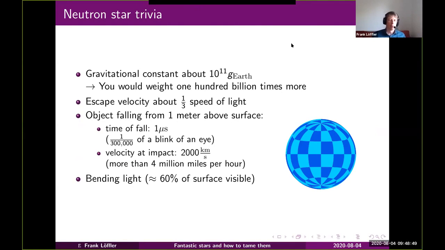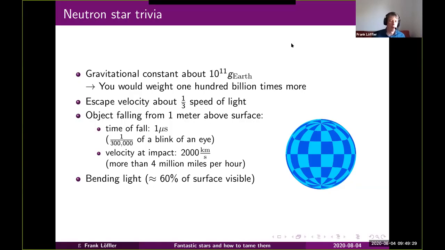Some more trivia about neutron stars, just to show you how weird and how extreme these objects really are. The gravitational constant, which determines how strong gravity is, is about 10 to the 11 times that of Earth. So you would weigh 100 billion times more on one of those stars. I mean, apart from the fact that you wouldn't survive it, that tells you something. The escape velocity is about a third the speed of light. If you can't get that far, you're stuck.